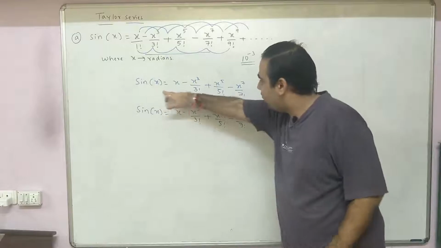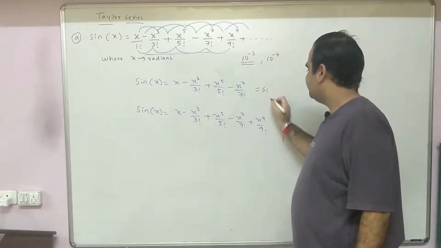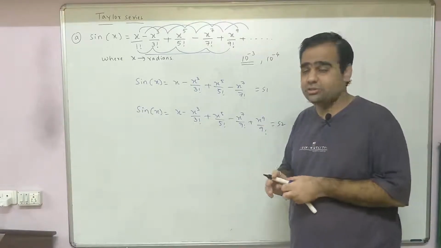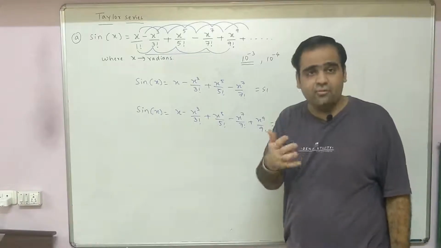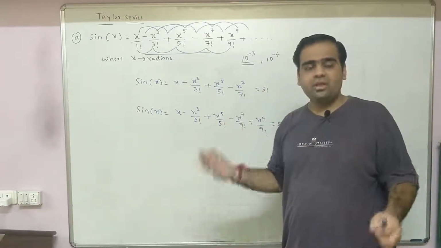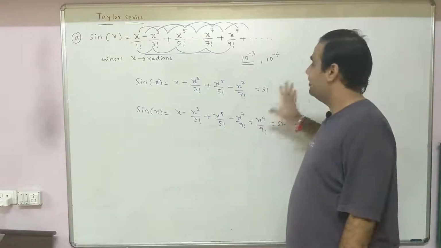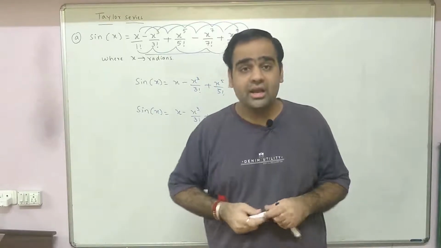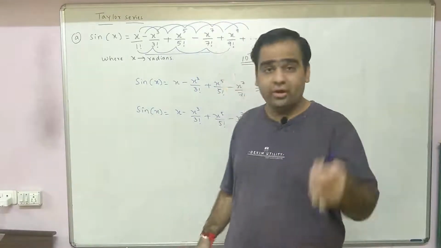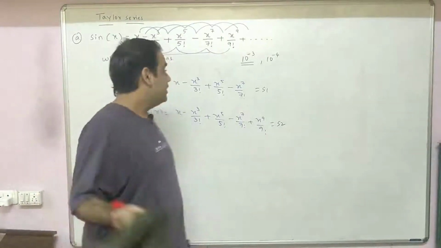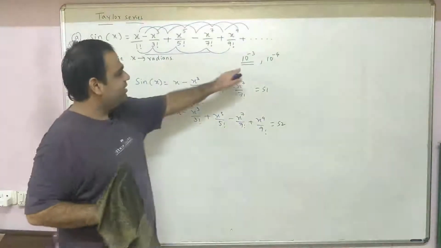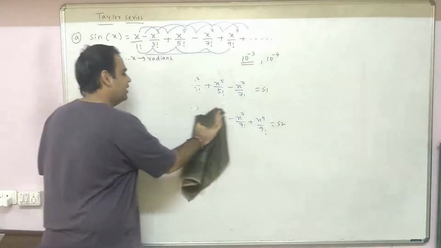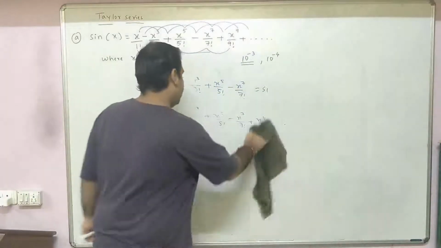Now suppose the sum of this one I call S1, and the sum of this I call S2, and if the absolute difference between S1 and S2 is within 10 to the power minus 3, if I want the error range as 3 decimal places, then we stop the procedure. That means we go on doing it till it converges. And the error range you can take to be anything, 10 to the power minus 3, minus 4, minus 5. The smaller the error range, the more accurate the answer will be.